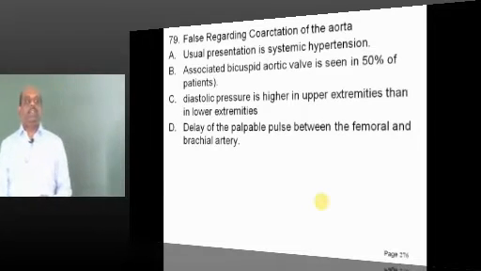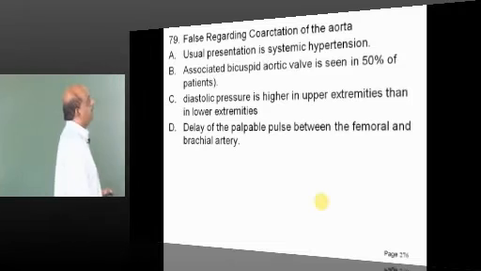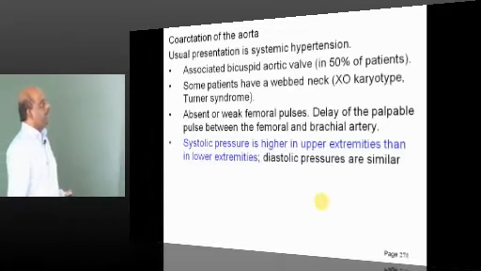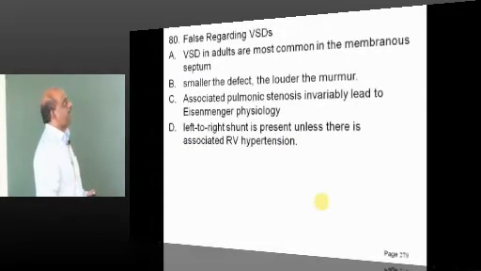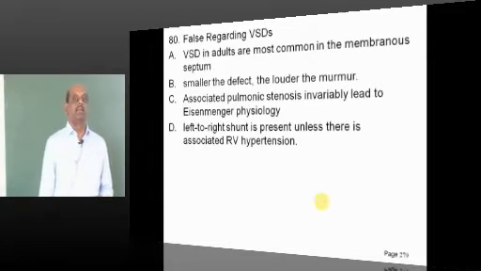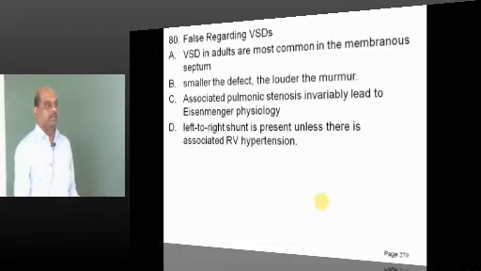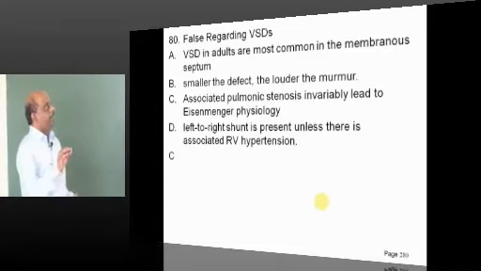Coarctation of aorta, what is your answer? C. It is systolic pressure. That's beautiful. That is, the systolic pressure is higher in the upper extremities. What is wrong about VSD? What is wrong about VSD?